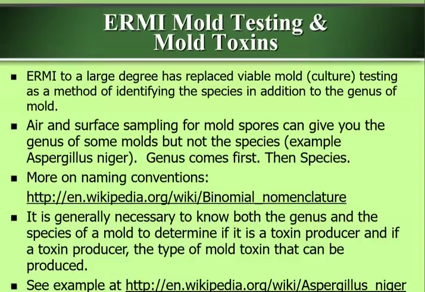ERMI mold testing and mold toxins. ERMI, to a large degree, has replaced viable mold culture testing as a method of identifying the species in addition to the genus of mold. Air and surface sampling for mold spores can give you the genus of some molds, but not the species. An example is Aspergillus niger. Genus comes first, then species. More on naming conventions is found at wikipedia.com, and then you type in binomial nomenclature. It is generally necessary to know both the genus and the species of a mold to determine if it's a toxin producer, and if it is a toxin producer, the type of mold toxin that can be produced. You can see an example on Wikipedia under Aspergillus niger.